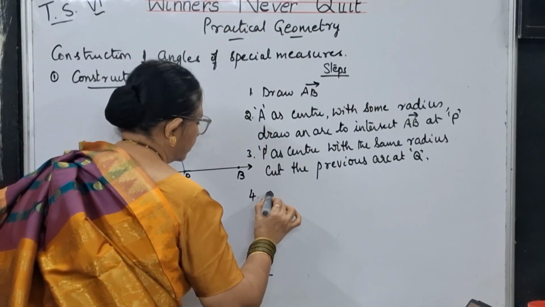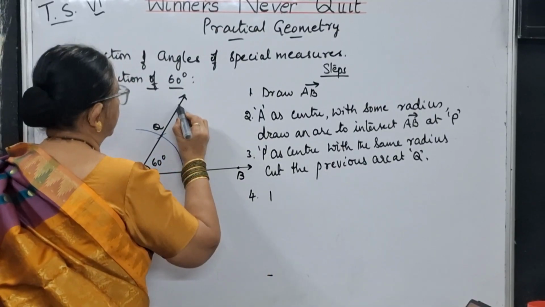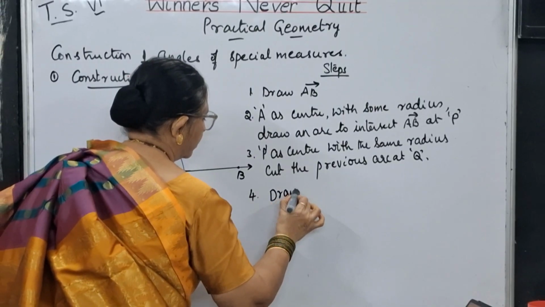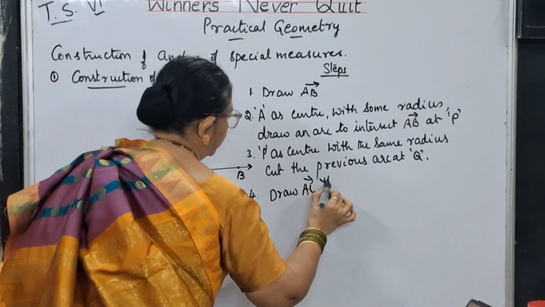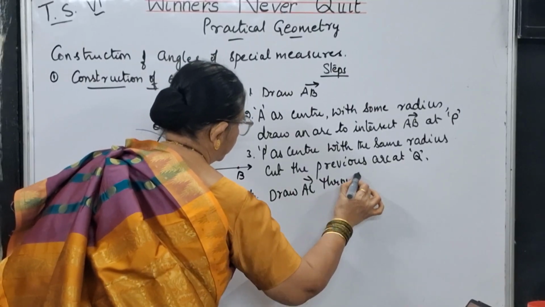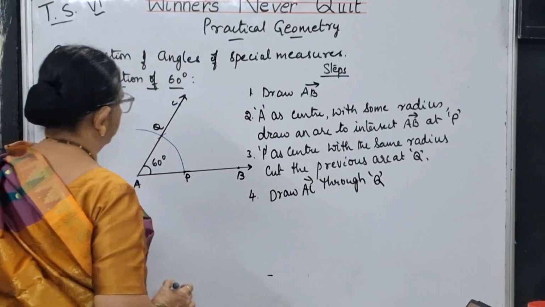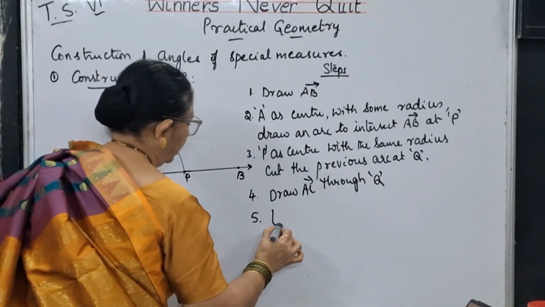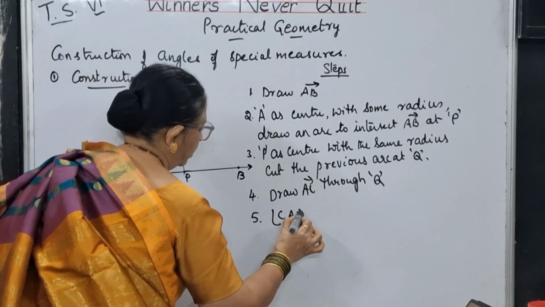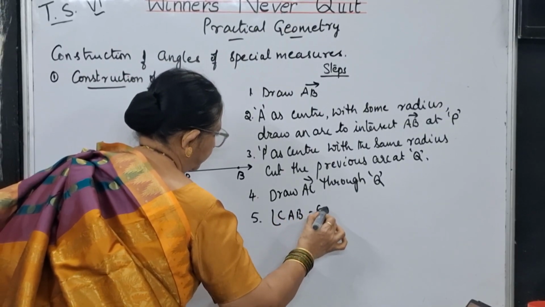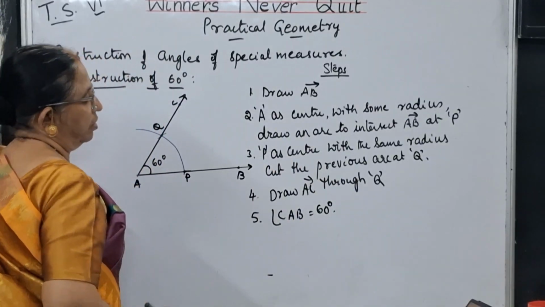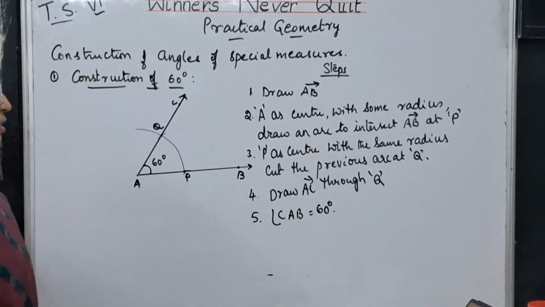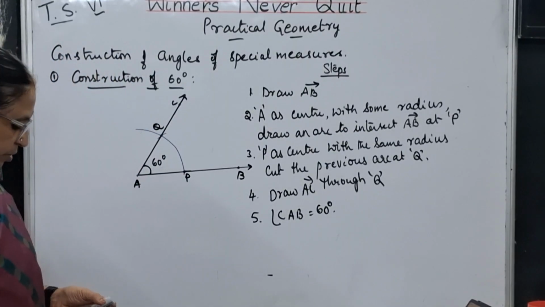Fifth, let me take this as point C. Draw ray AC through Q. Through Q you have to draw ray AC. Sixth, angle CAB is equal to 60 degrees. You are going to get a 60 degrees angle CAB when you do the construction in this way. Please note it down, children.